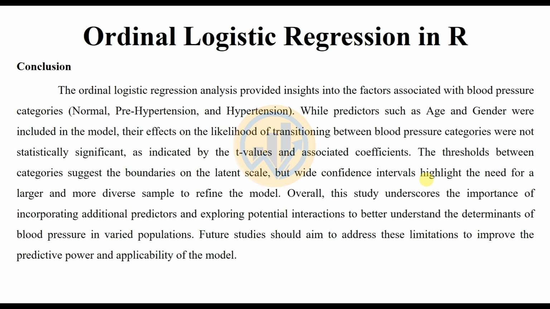Overall, this study underscores the importance of incorporating additional predictors and exploring potential interactions to better understand the determinants of blood pressure in various populations. Further studies should aim to address these limitations to improve the predictive power and applicability of the models.